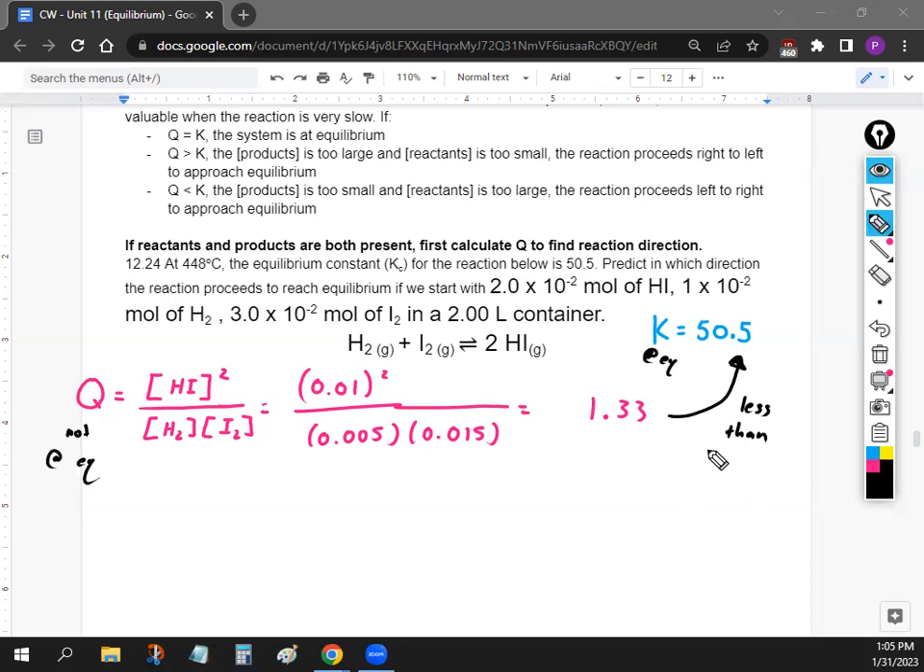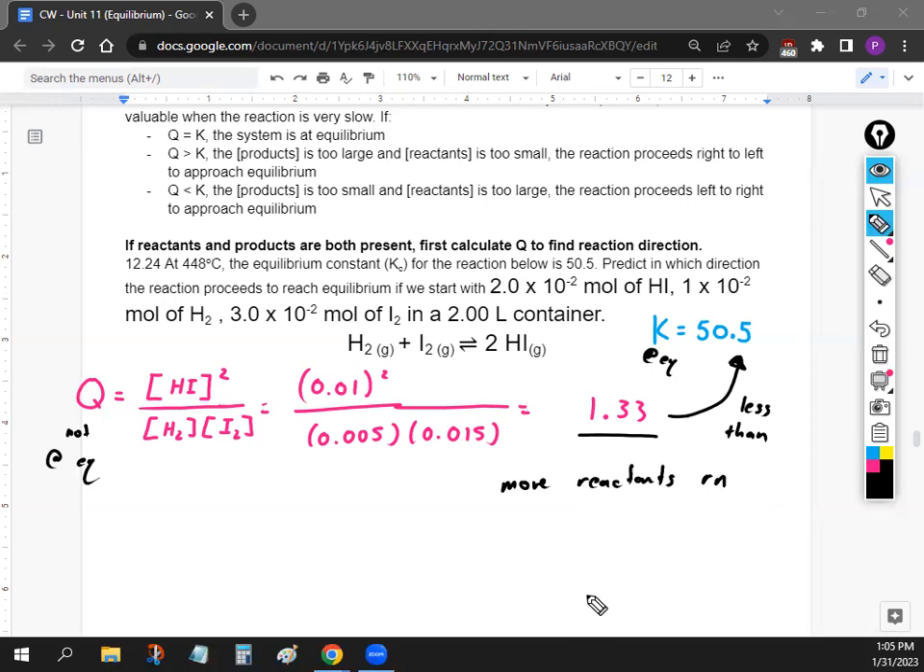So let me try to phrase this very carefully so I don't confuse you guys. Right now, when we have Q, do we have more reactants or more product than we would at equilibrium? Yeah, we have more reactants, right? We have more reactant right now, and the reason is that we have a smaller ratio of reactants compared to product than we want at equilibrium.